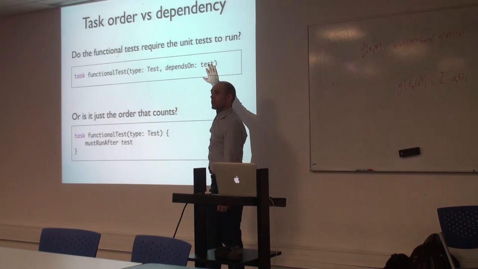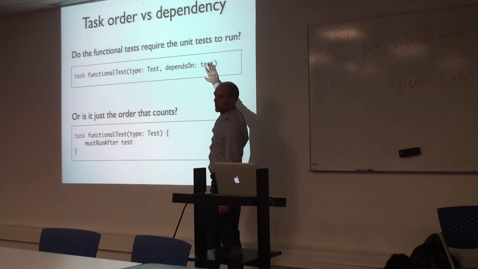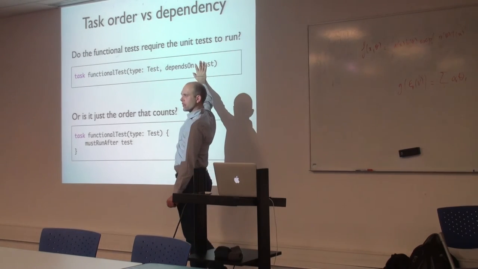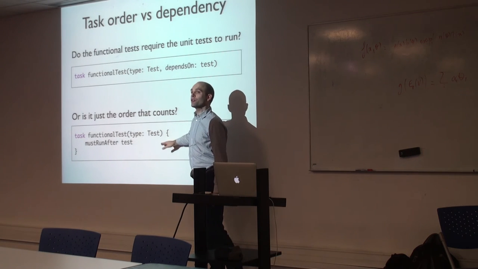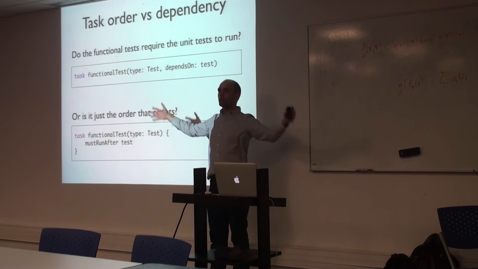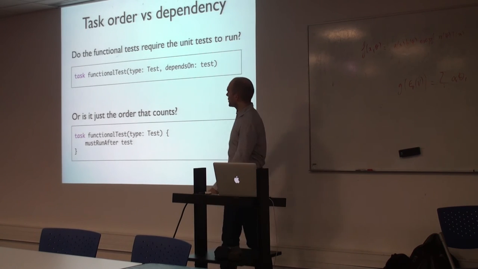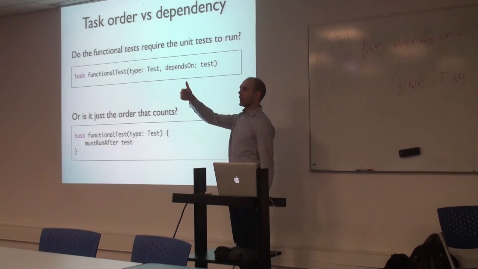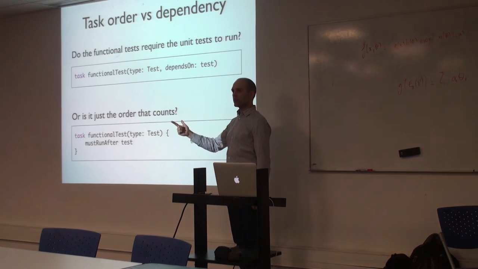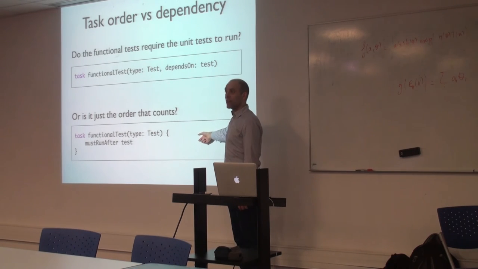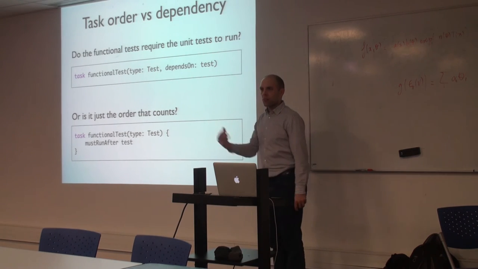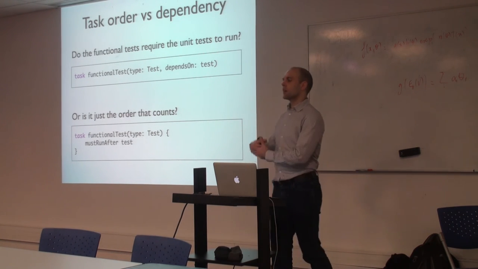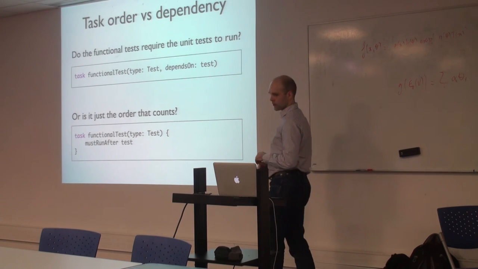Well, actually, it's up to you. In my projects, typically, no. They need the compiled classes, but they don't need the unit tests to run first. However, I do want to make sure that when both of them run, like when I'm doing a full build, package, deploy, the unit tests run first because they're quicker, and if they fail, the build fails. And if they're going to fail, the functional tests are probably going to fail as well. Okay? So that's one idea. Make sure that you understand the difference between task order and task dependencies.